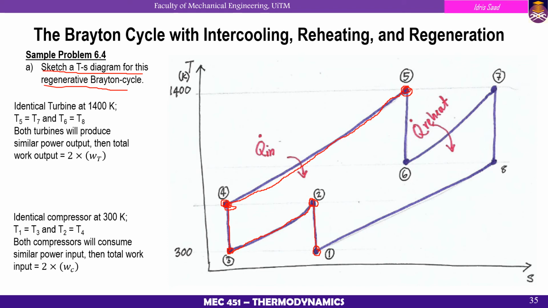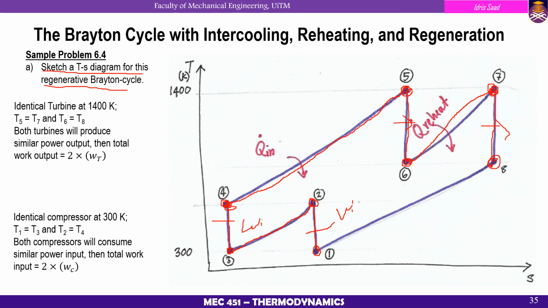After that, the gas or the air is released to the first turbine to produce the first work output, and then it will reheat again using the second reheater or combustion chamber before it is released to the second turbine. So that means the work input to this compressor is equal to this work input. Similarly, the work output here is similar to this work output.